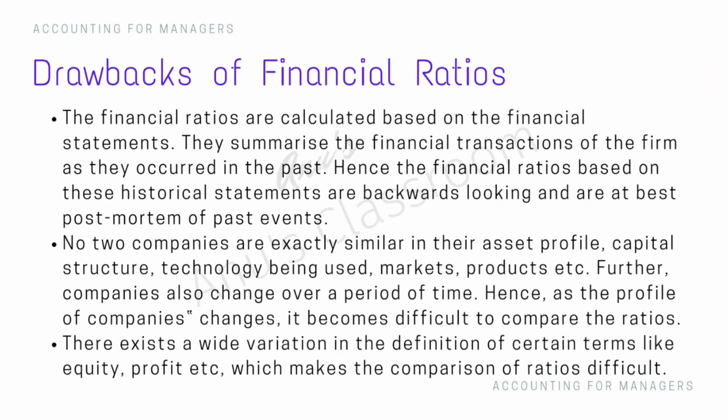Some of the drawbacks of financial ratios are that financial ratios are calculated based on the financial statements. So what happens is that they summarize the financial transactions of the firm as they had occurred in the past. So these financial ratios are heavily dependent on these particular statements and they are backward looking. So at the most, what you can do with financial ratios is do a post-mortem of sorts of past events. Okay. So in the past, this is what happened. Apart from that, we can't make any idea of how it's going to be in the future.